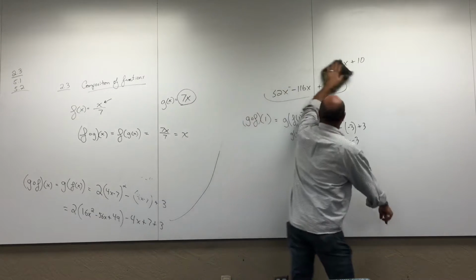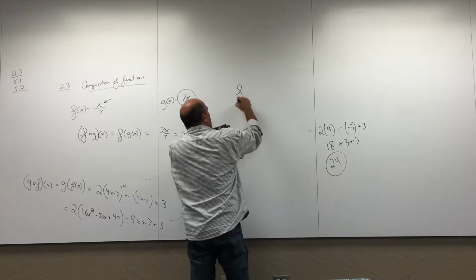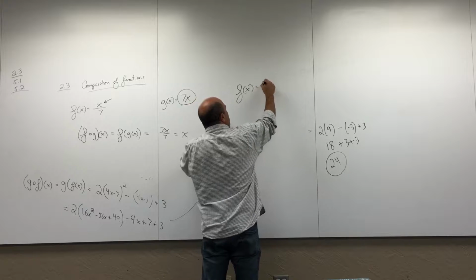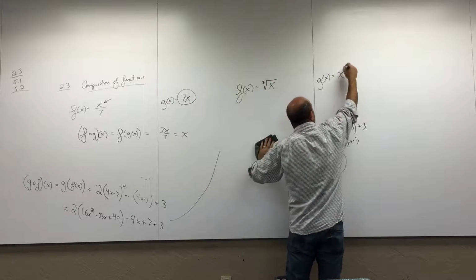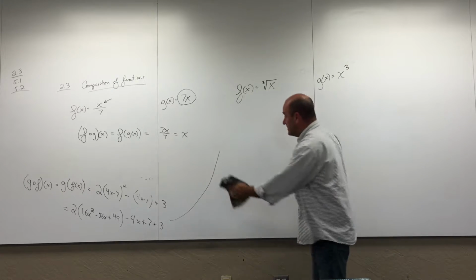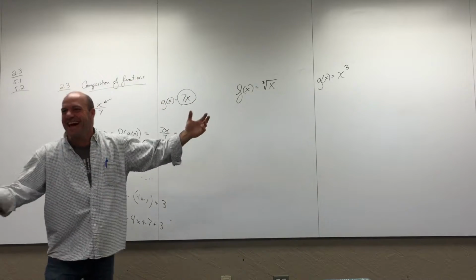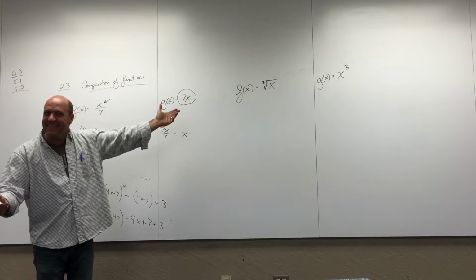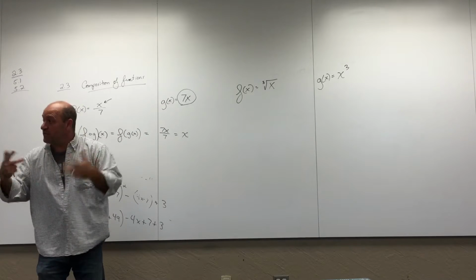Let's try another one. We're getting somewhere now. Check this out. Here's one. f of x is the cube root of x. g of x is x cubed. You may notice that those guys kind of look like cousins, don't they? Whatever that means. But if you compose them, they do cancel each other out.